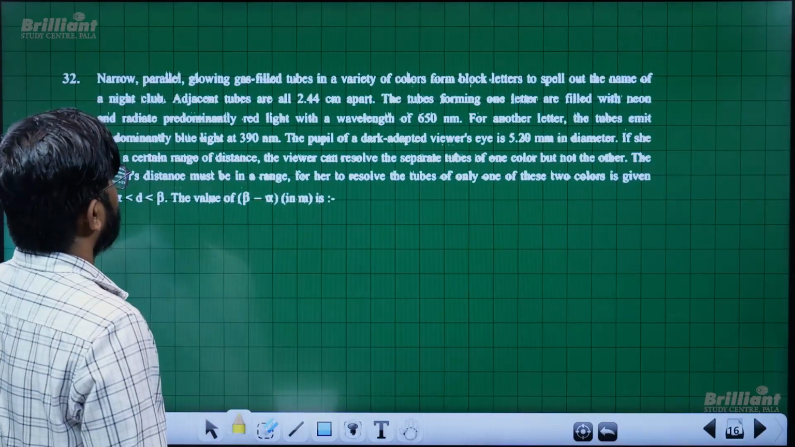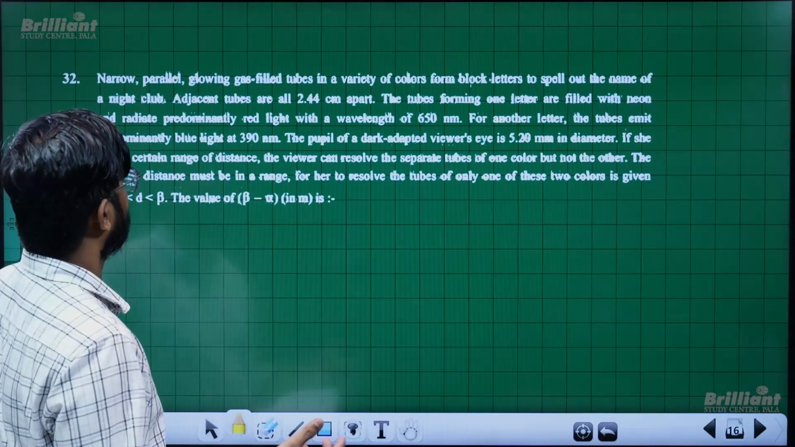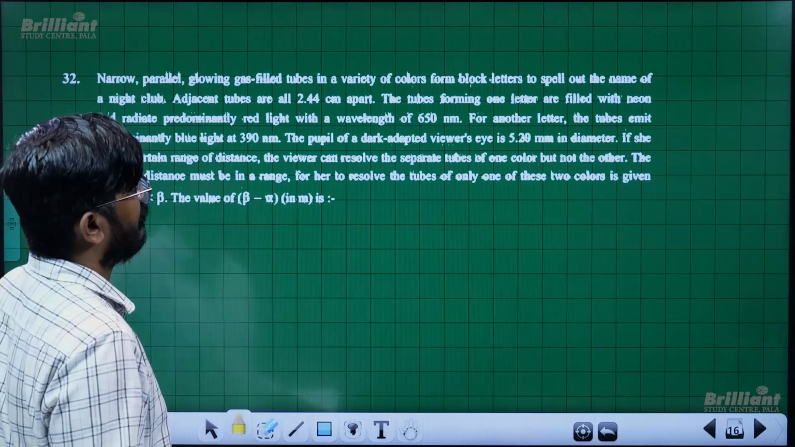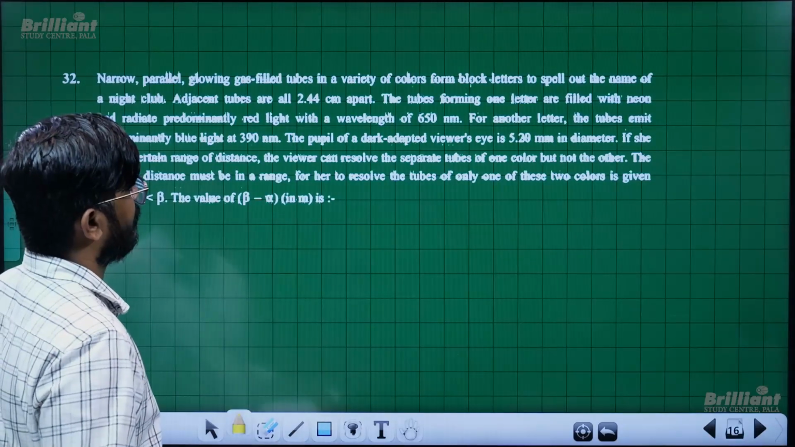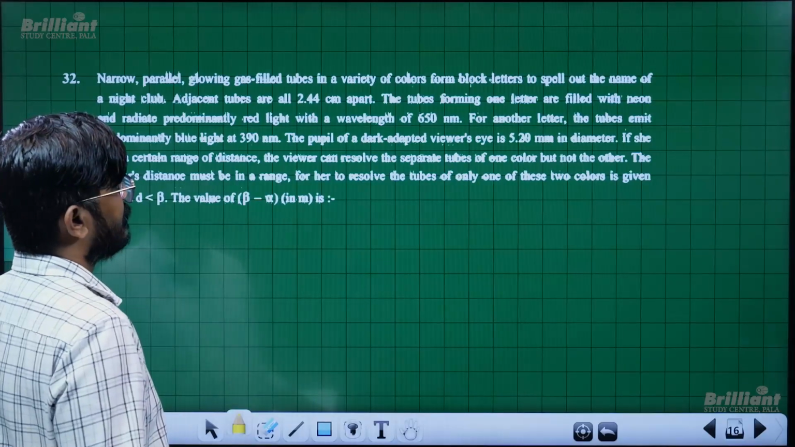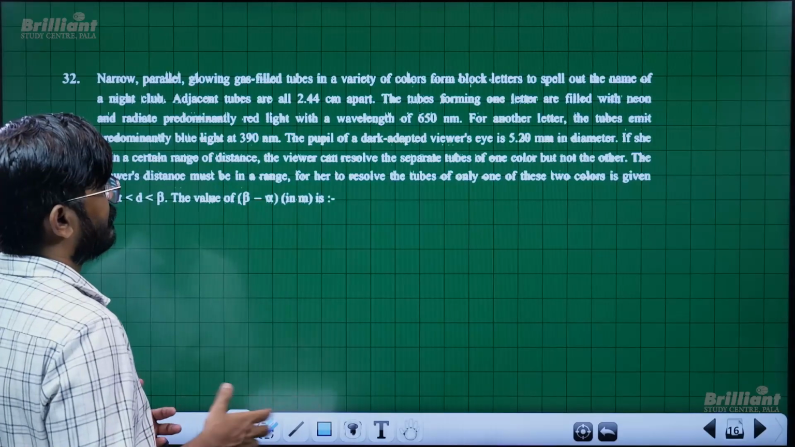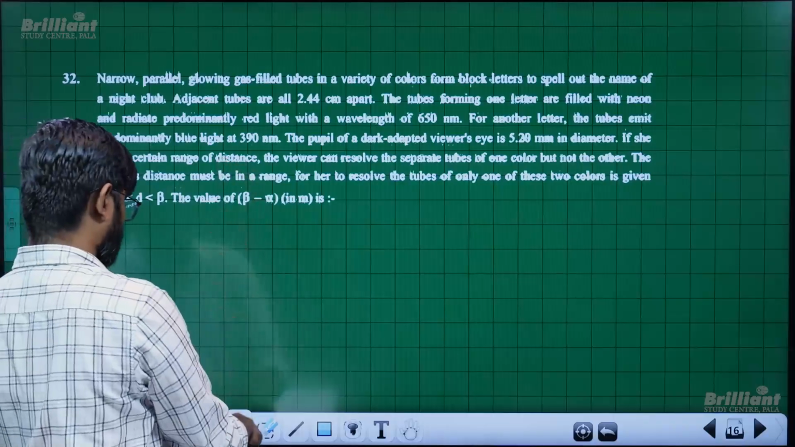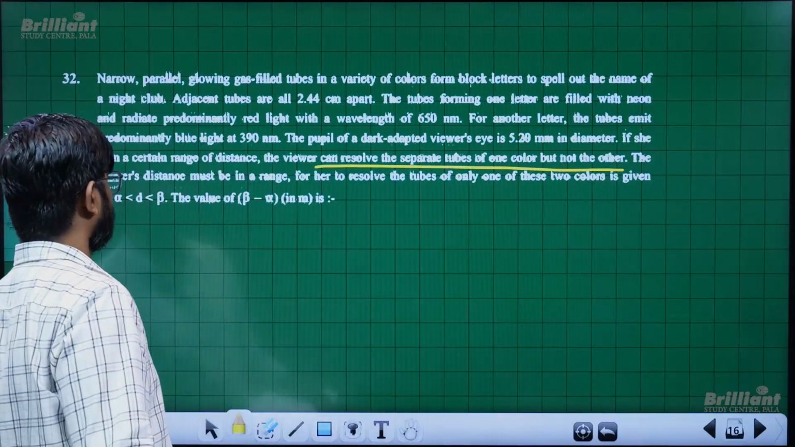Narrow parallel glowing gas filled tubes in a variety of colors. Adjacent tubes are 2.44 centimeter apart. The tubes forming one letter are filled with neon and radiate predominantly red light with a wavelength this much. Another letter, it is blue light. Then the pupil diameter is given. The viewer can resolve the separate tubes of one color but not the other. So basically from here you should understand they are talking about resolving power and so on.